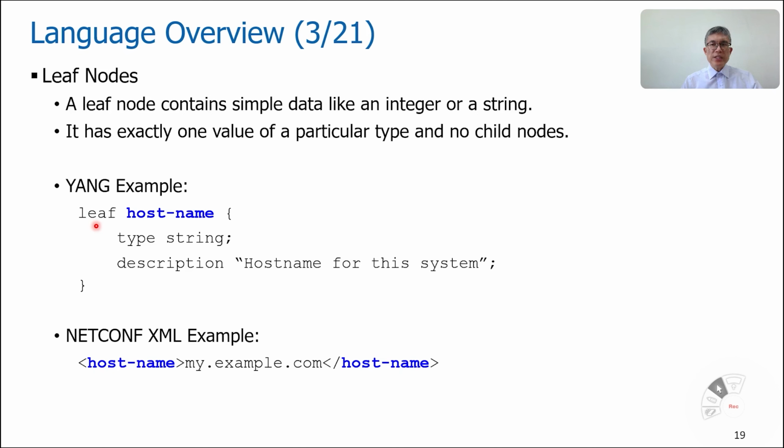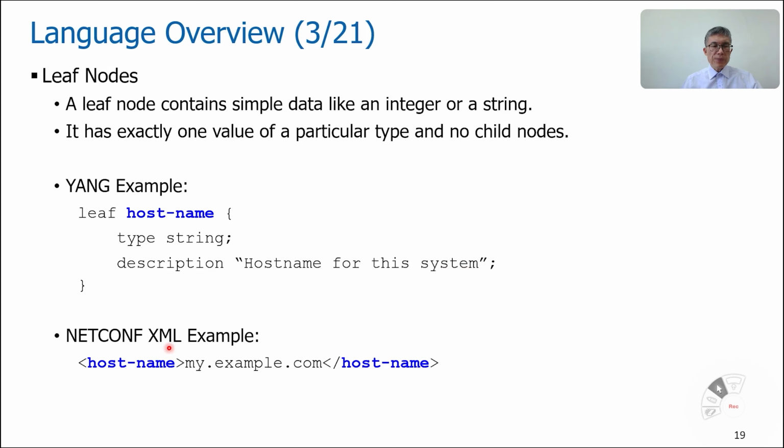In YANG, the data is a kind of tree structure. The root of the tree is usually the module, with some name, then containers, and at the bottom there is the leaf. So a leaf data structure can be defined like this: leaf host-name, the type is a string, and the description is just a comment, not actual code: hostname for this system.